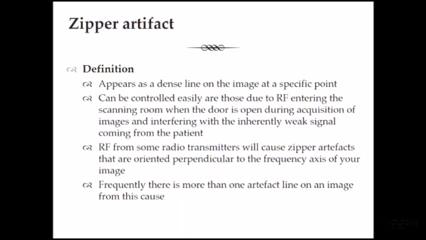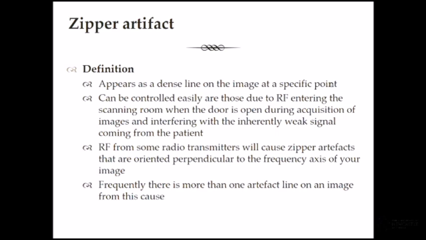Zipper artefact appears as a dense line on the image at a specific point. It can be controlled easily. Zipper artefacts to me mostly come from errors in the system. Either you've got an issue with your Faraday cage, or while you've been scanning, you've had an event which has caused that artefact. The one you see more often than not is when a light globe blows while you're scanning. It just sends a small current through the room, which gets detected by the system and appears as a zipper artefact.